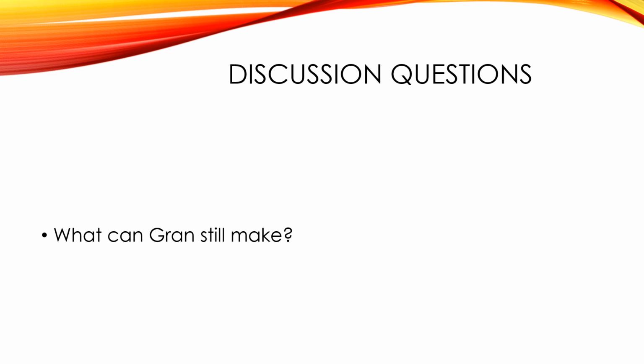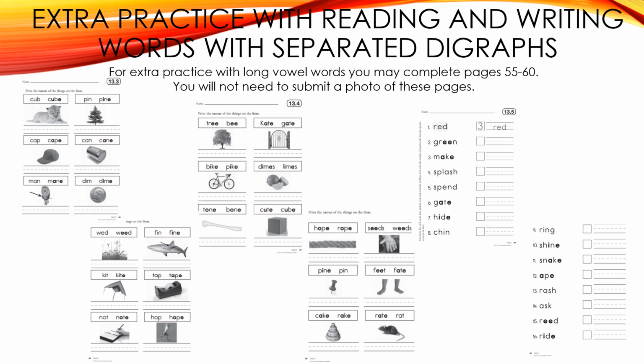That's all for our questions today. You will notice in your workbook that you have extra pages for Lesson 13. These are extra practice pages for reading and writing words with separated digraphs or long vowel words. You can complete these pages, which are 13.3, 13.4, and 13.5. They're all front and back, pages 55 through 60. This is extra practice for you. It can only help with your reading. You will not need to submit a photo of any of these pages, 13.3, 13.4, or 13.5. Do your best.